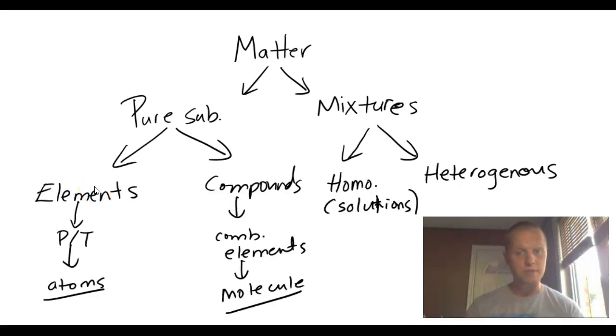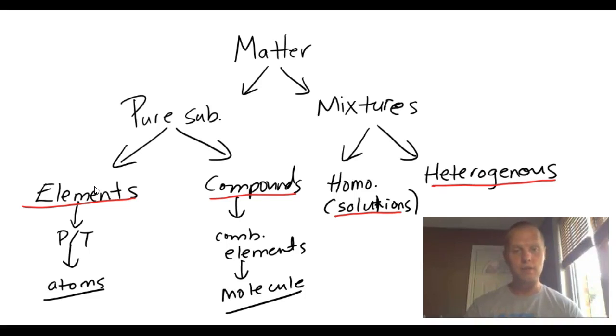So pure substances can be elements or they can be compounds. Mixtures can be put into two groups. We call it a homogeneous mixture, which is known as a solution. It's one phase, you can't see the difference. Or a heterogeneous mixture, which has more than one phase, you can see the difference.